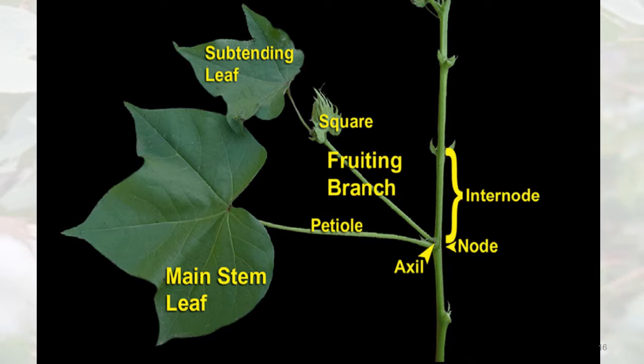This is a branch, this is the main stem leaf, and the second one is the subtending leaf. This is a node, and between two nodes, the internode is shown here. The base of the leaf is known as the axil. Then this stalk is the petiole and this is the fruit branch, and this is a square which is just appearing on the branch.